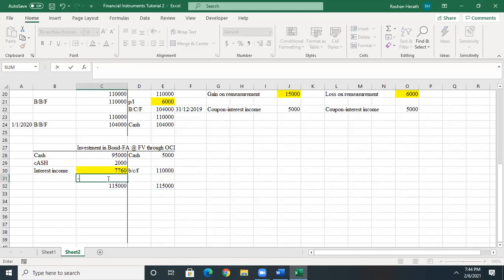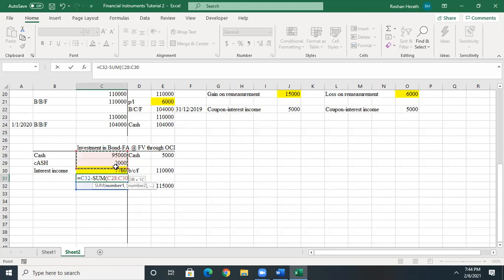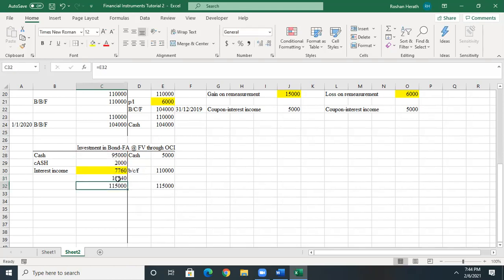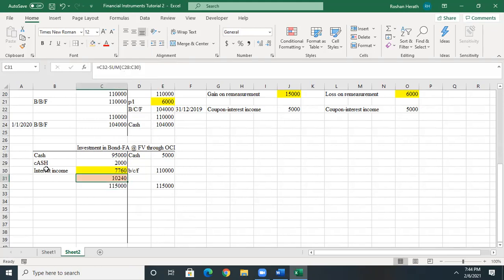115,000. So if you take the difference, it's going to be 10,240. It's a kind of a gain. We have a gain of 10,240, and that must be taken to the OCI.